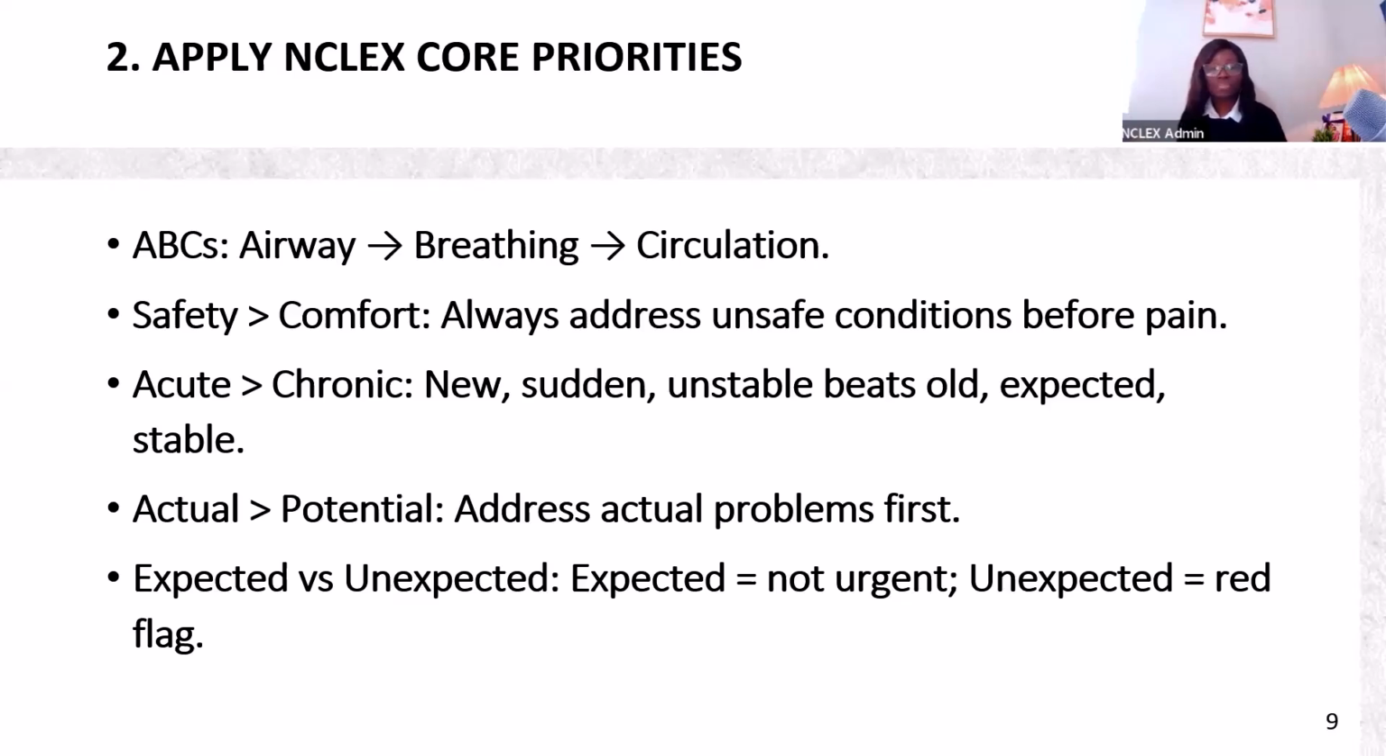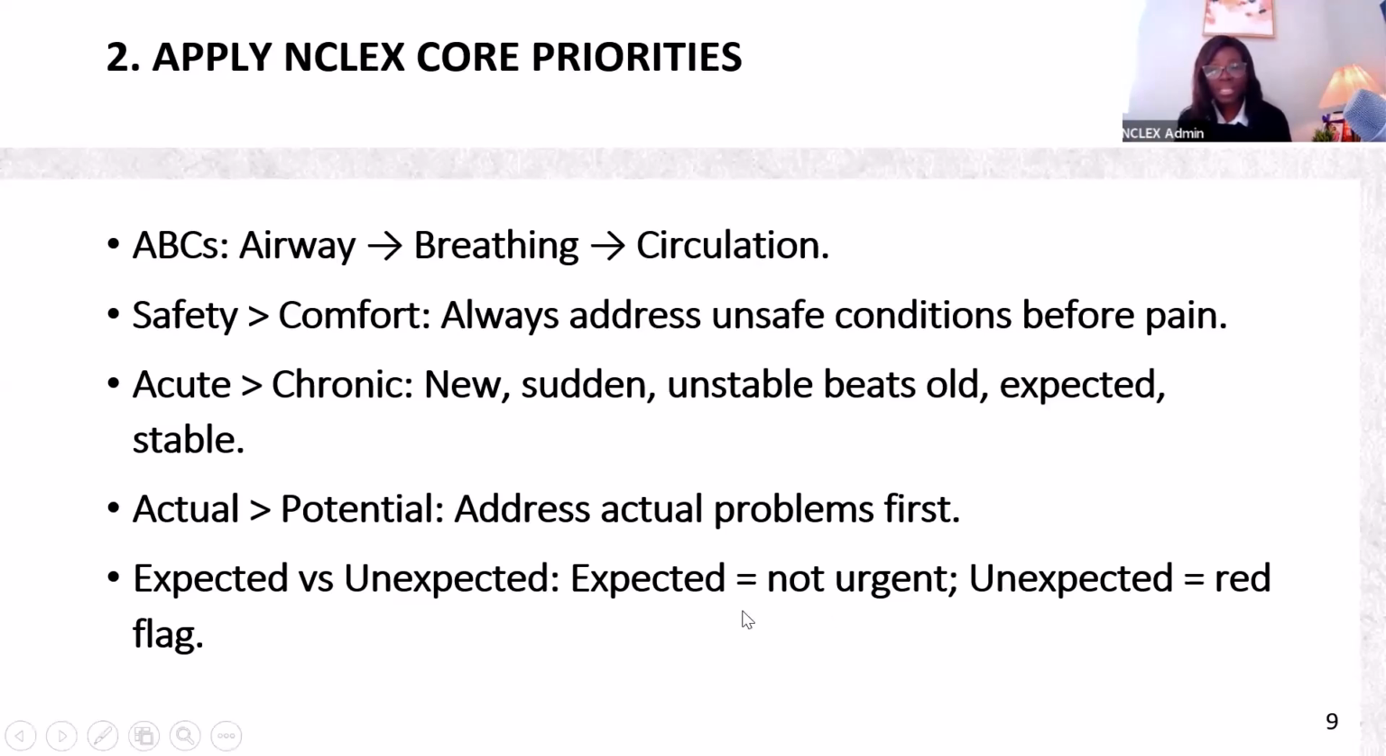And then look out for expected, or even if the client is stable, that should guide you as to who to see first. And then actual problems come before you address potential problems. We dealt with that last week. Address the actual problem first before potential problems. And then expected versus unexpected. If we expect that this client is taking this medication and is going to have maybe constipation as a side effect, it's expected. But if we have some adverse side effects showing up, we need to address the adverse side effect first before we address the expected side effect, okay?